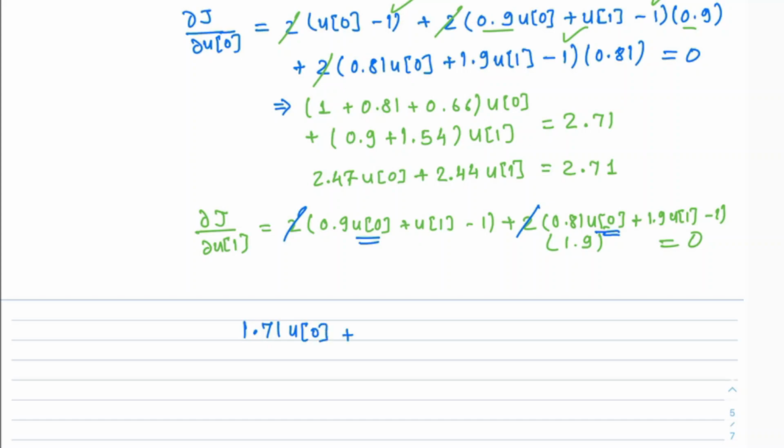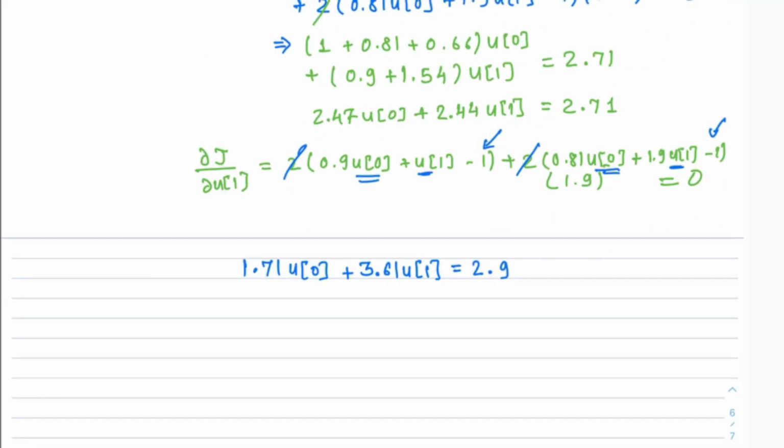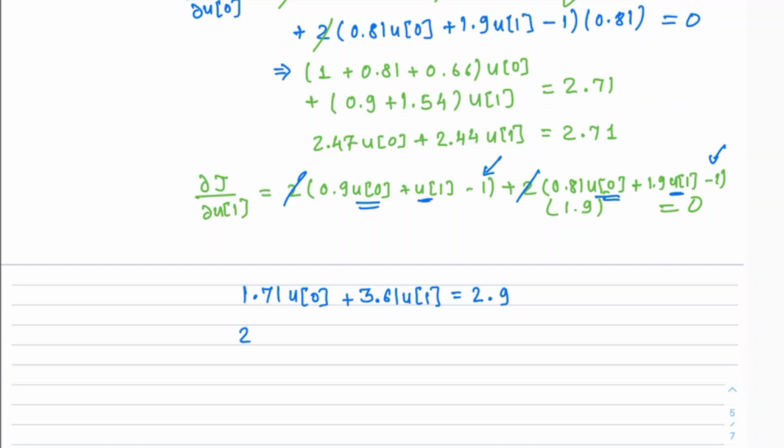Plus, we have 1 here, and we have 1.9 into 1.9 here, that would be 3.61 into u1 is equal to, we have 1 here and 1.9 here, so that will be 2.9. So we have two expressions. This is the first one.